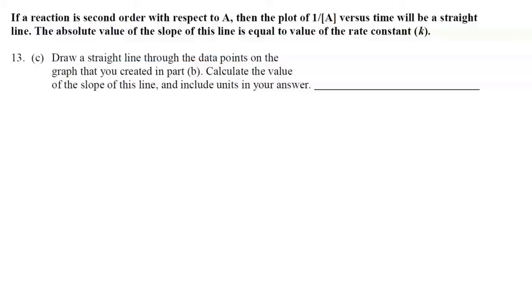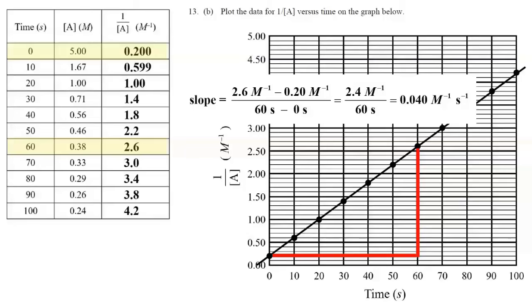Let's figure out the slope of this line. I've picked 2 points at 0 seconds and 60 seconds. So the difference in y divided by the difference in x will equal the slope of this line. For the difference in y, it's going to be 2.6 minus 0.2, so I get a value of 2.4. Remember that the units on the y-axis are inverse molarity. And on the x-axis, it's going to be 60 minus 0, so 60 seconds.